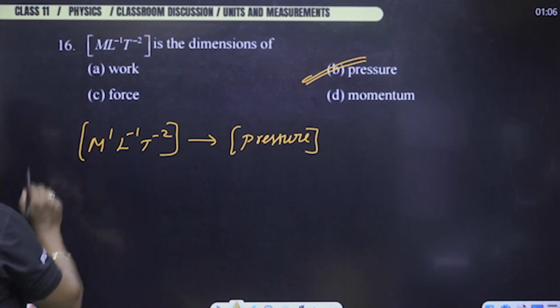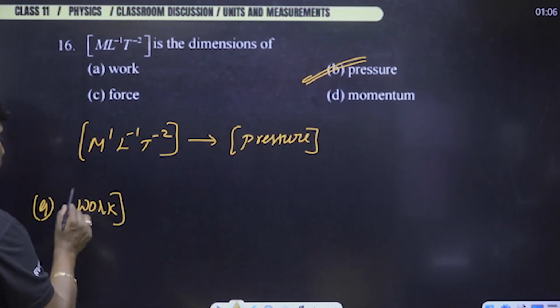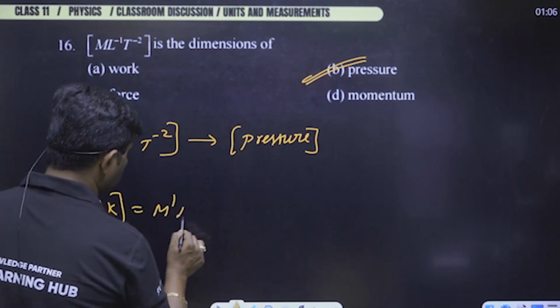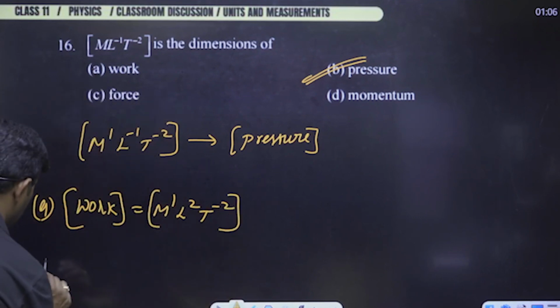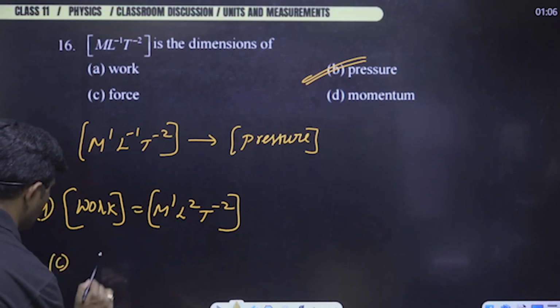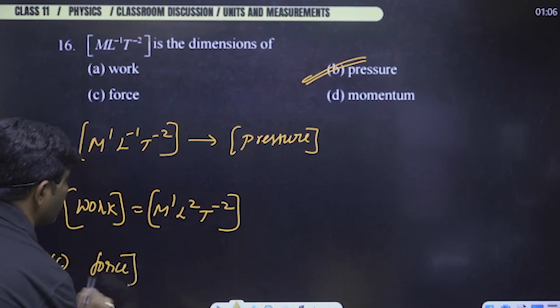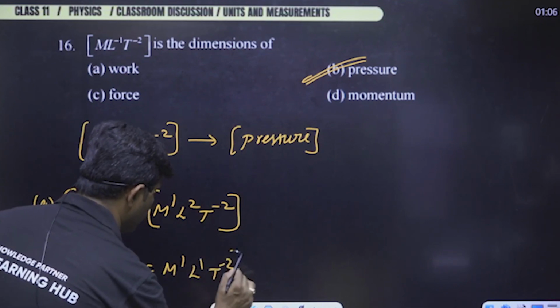Okay. So what is the dimensional formula of the work here? Dimensional formula of the work is nothing but M power 1 L power 2 T power minus 2. Okay. And dimensional formula of force. What is the dimensional formula of the force here? M power 1 L power 1 T power minus 2.